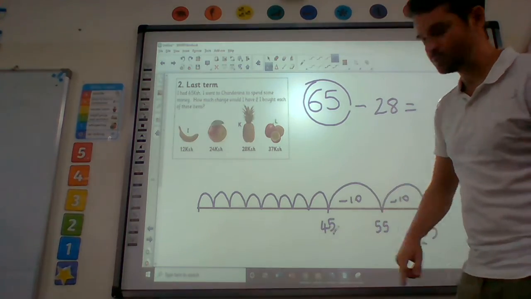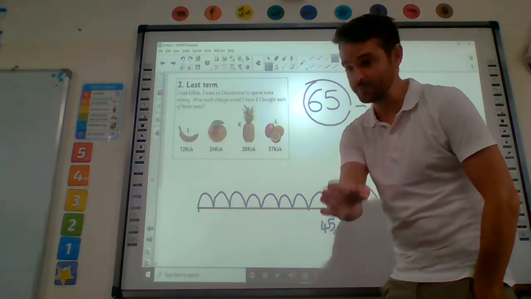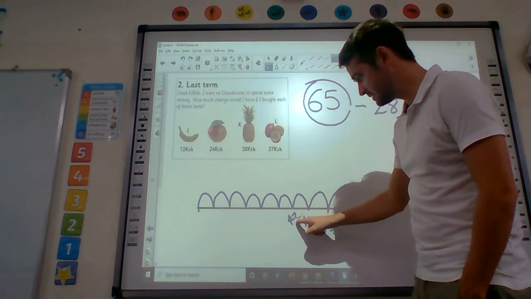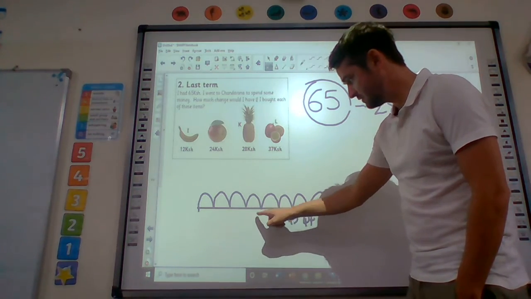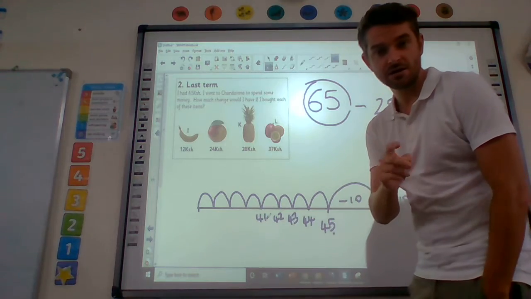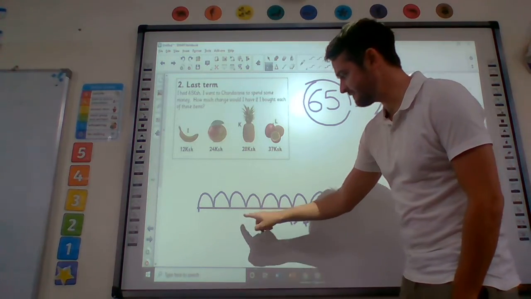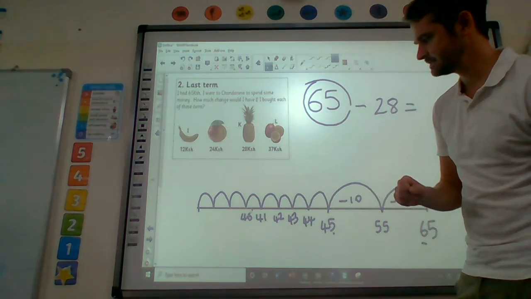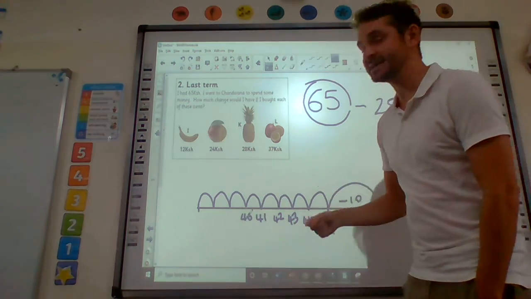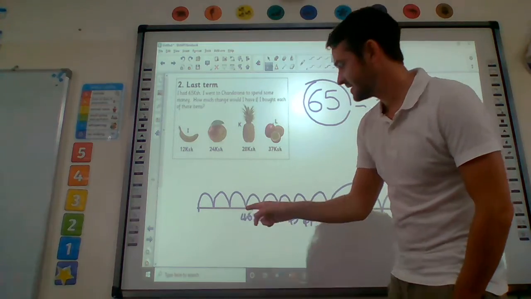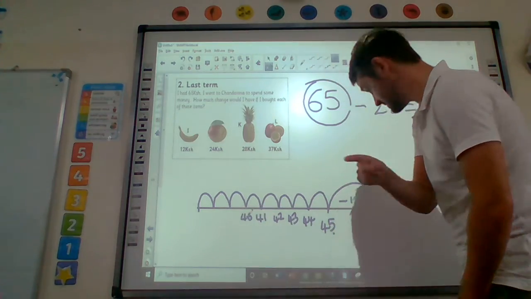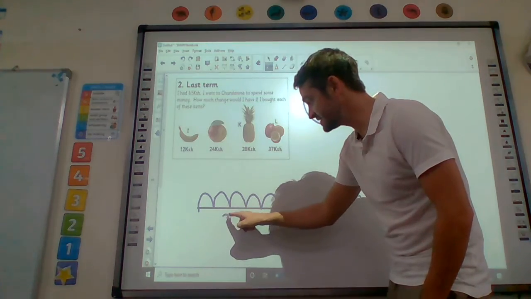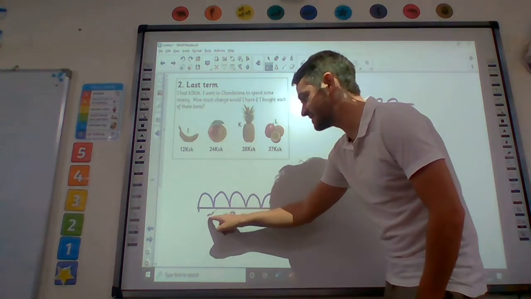Okay, counting backwards in ones then. Can get tricky. Help me out. 45, 44, 43, 42, 41, 40. What comes before 40? Oh, yeah, this is the tricky bit. It's not 49, because that's all the way up here somewhere. It's 39. 39, and now we're counting again.